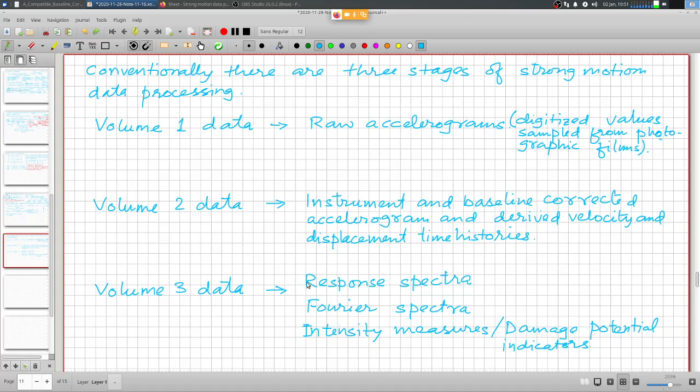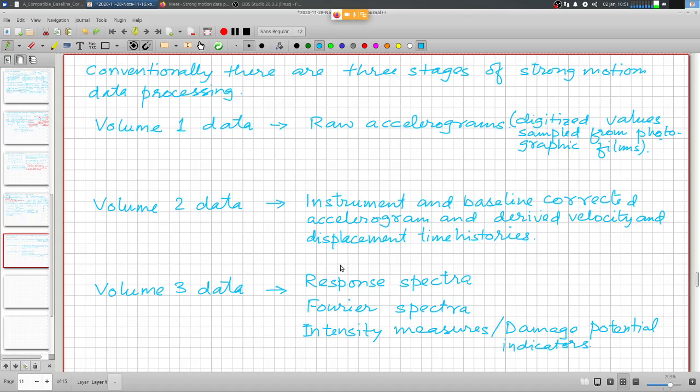So this is volume 3 data, derived after we have the instrument and baseline corrected accelerogram. Then using that accelerogram, we compute the response spectra. We already discussed the concept of response spectra. For all three components of ground motion, we compute the response spectra for a set of natural periods and a set of damping ratios, and similarly Fourier spectra for all three components.